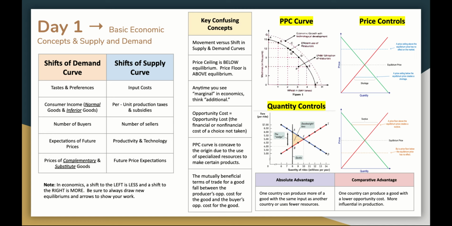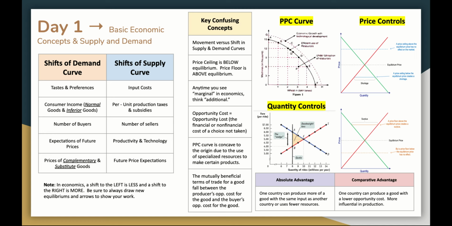Consumer income. We know that if things are normal goods, when consumer income goes up, demand for normal goods increases. These are things like brand items, things that are more expensive. If you say steak versus ground beef, or Nike sneakers versus Kmart sneakers, those are normal goods versus inferior. Inferior goods would be more like the ground beef, like the Kmart sneakers, and we see the demand for those go up when consumer income goes down. So understanding that relationship is super important.